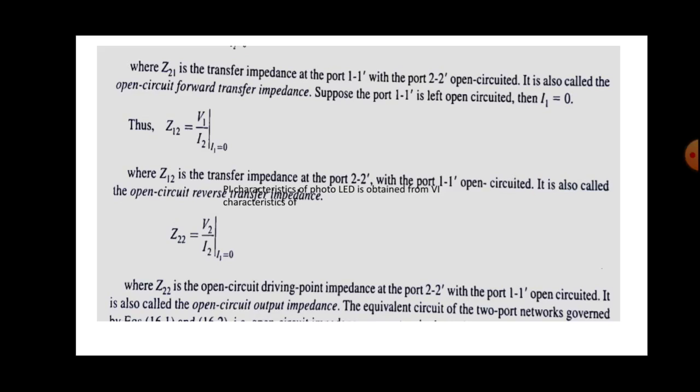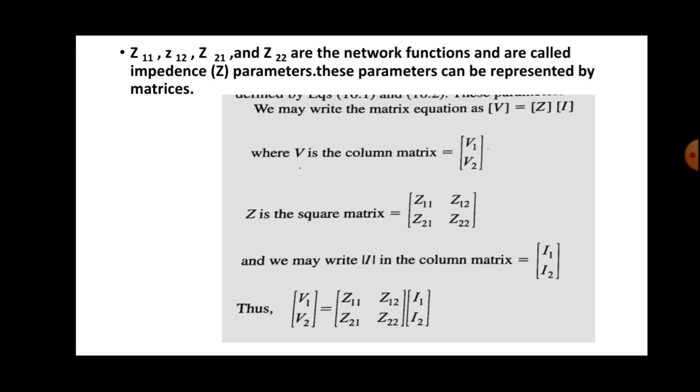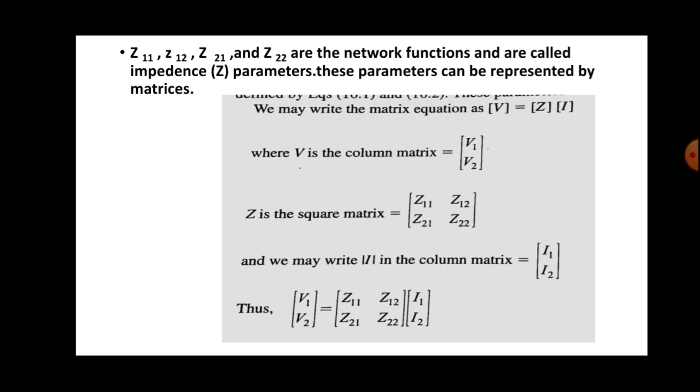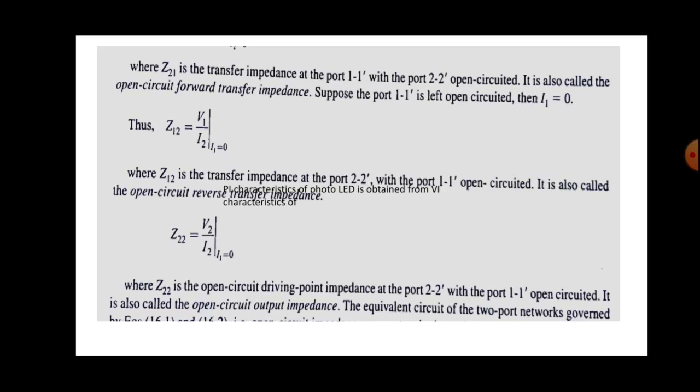Similarly, we have discussed the case when I2 equal to 0. Then let us see what will happen when I1 equal to 0. Again go to the equation. When I1 equal to 0, this term will vanish, this term will become 0. So we will get Z12 equal to V1 by I2. When the first port 1-1' is open circuited, Z12 equals V1 by I2.